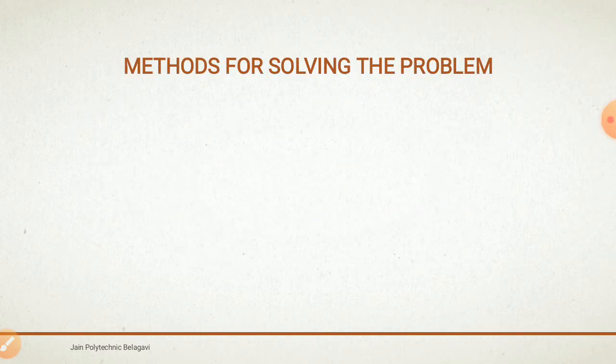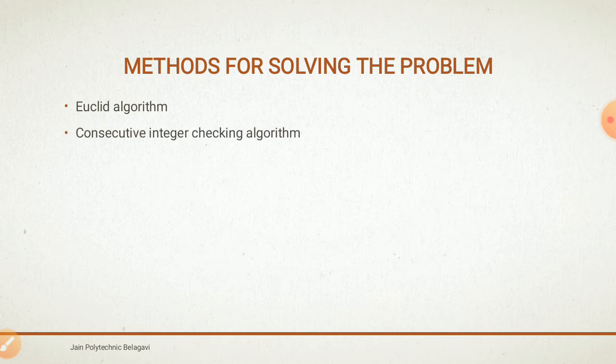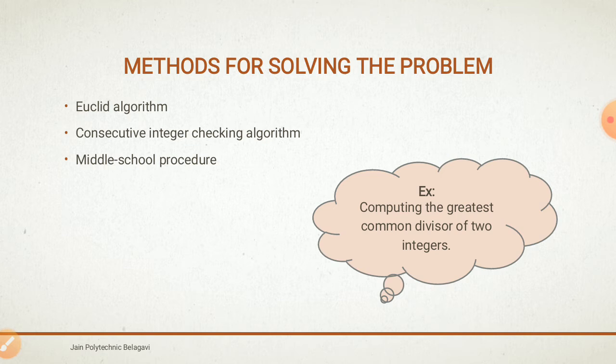Next we will see methods for solving the problem. That is, we have Euclid algorithm to solve the problem, then consecutive integer checking algorithm, then middle school procedure. I am considering here one example, and for that particular example, we are applying these three methods for solving that problem, that is Euclid algorithm, consecutive integer checking algorithm, and middle school procedure. That is, the example is computing the greatest common divisor of two integers.